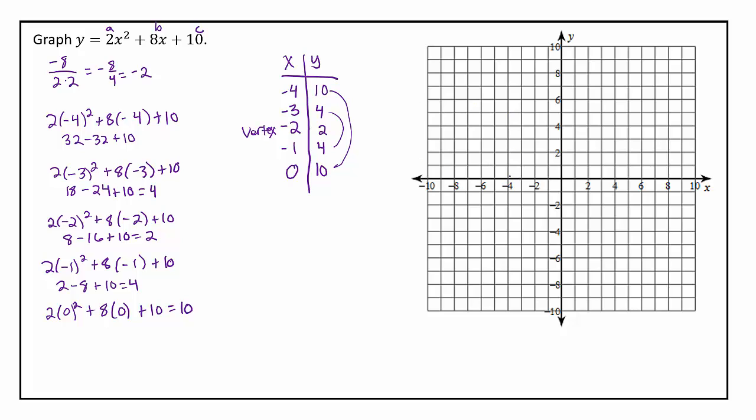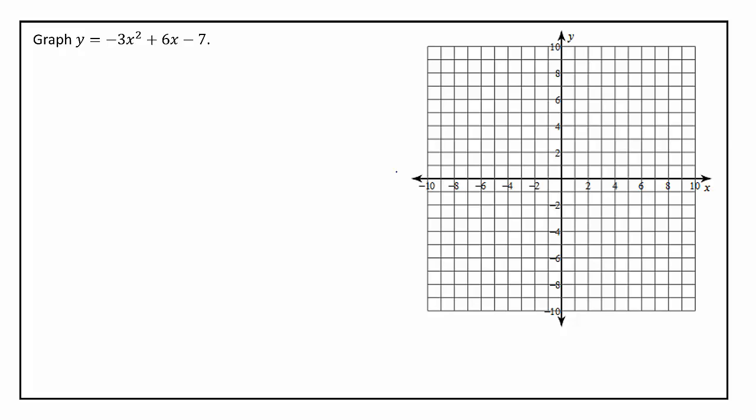So now we just need to graph negative 4 comma 10, negative 3 comma 4, negative 2 comma 2, and then back up. And we connect this in a smooth curve. I'm not super great at doing that on the computer. I'm personally better on paper. So there we go.